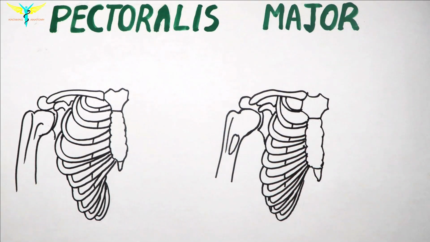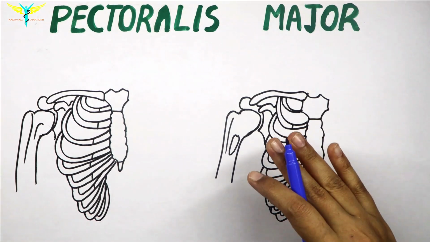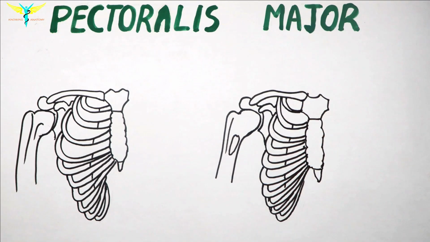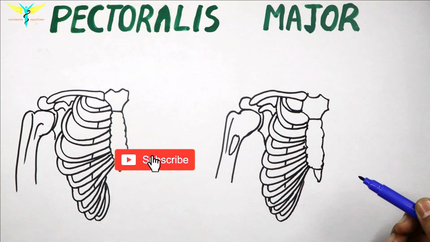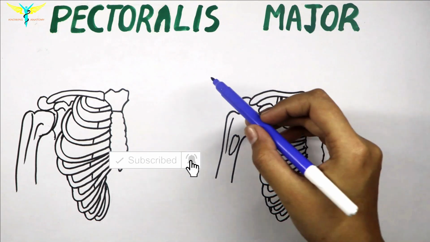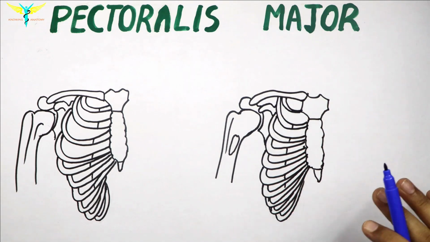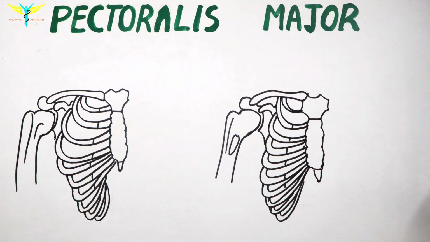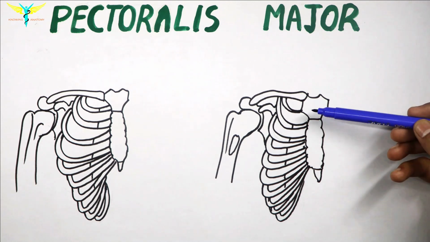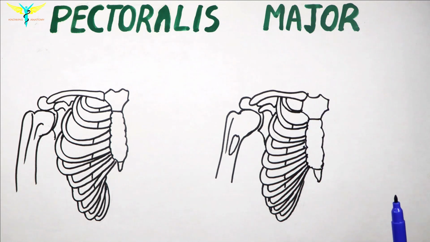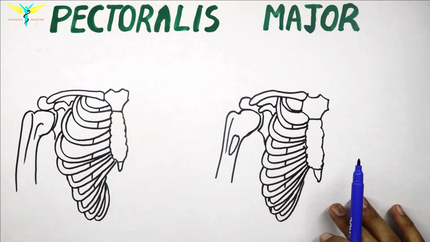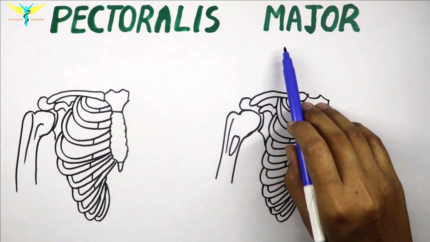Pectoralis major. The pectoral region is the anterior region in front of the thorax. It contains important structures which include muscles like pectoralis major, pectoralis minor, serratus anterior and other respiratory muscles. And also the thorax contains the breasts or the mammary glands. Now let's learn about the most important muscle in the pectoral region, that is pectoralis major.